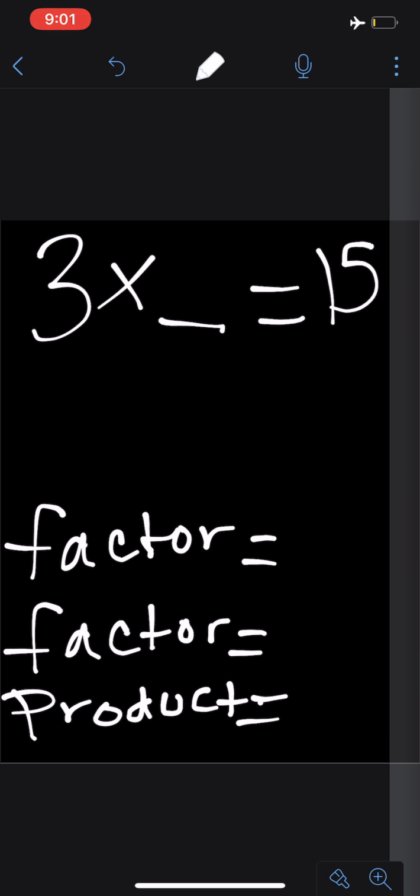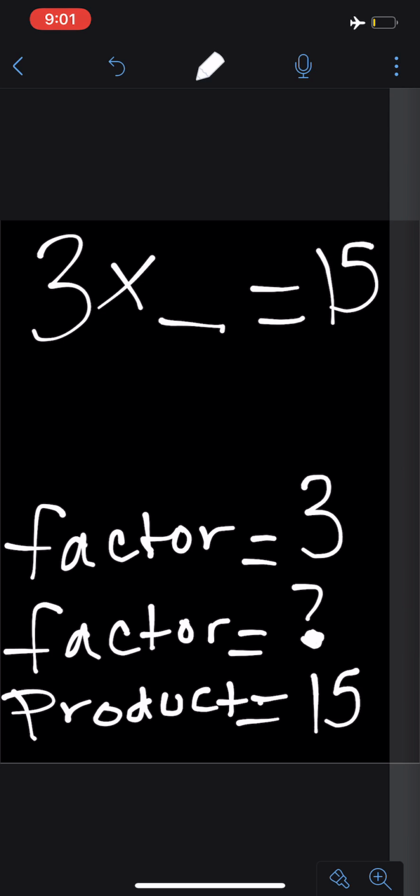A factor is a number that is part of a multiplication equation. So my first factor here is 3. My second factor is what is missing. I'm sorry, my handwriting's not the best. I'm trying to write on a phone and it's getting kind of sloppy. And then my product is 15. And a product is the answer to a multiplication equation.